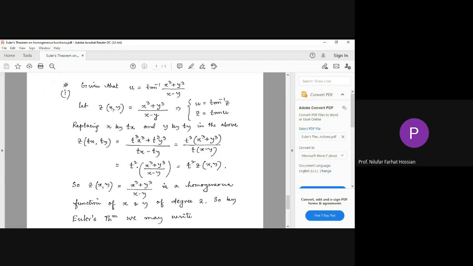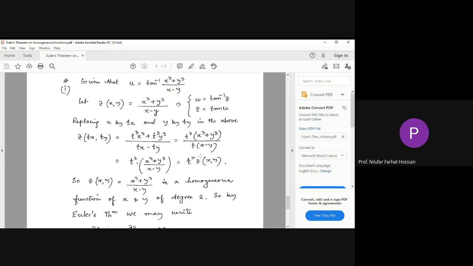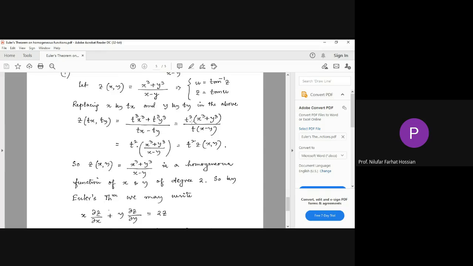So you replace x by tx and y by ty. Here you can take t cube common, so there remains x cube plus y cube, and take t common from the lower part, so it will be t into (x minus y). Now this t cube and t, after cancelling, you will get t square. T square into this, and this is nothing but z. So z of tx, ty is equal to t square into z of x, y. What does it show to us? It shows that this z of x, y is a homogeneous function of degree 2, isn't it?